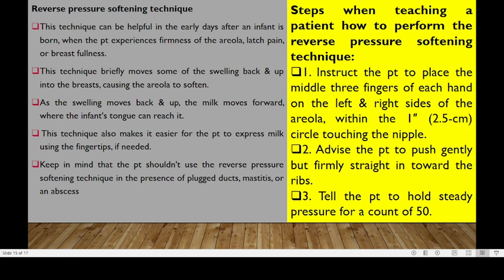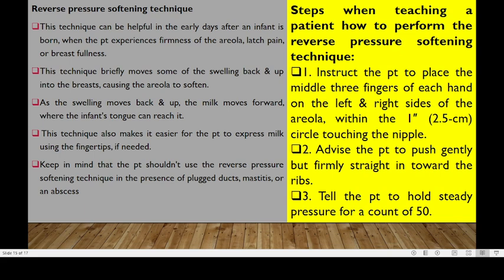We also have the reverse pressure softening technique, and this technique can be helpful in the early days after an infant is born, when the mother experiences firmness of the areola, latch pain, or breast fullness. This technique moves some of the swelling back and up into the breast, causing the areola to soften. As the swelling moves back and up, the milk moves forward where the infant's tongue can reach it. This technique also makes it easier for the mother to express milk using the fingers if needed.